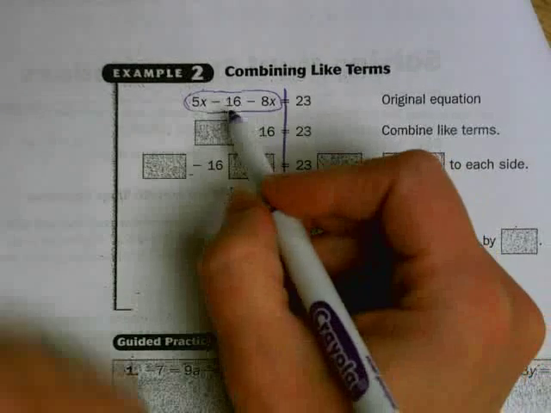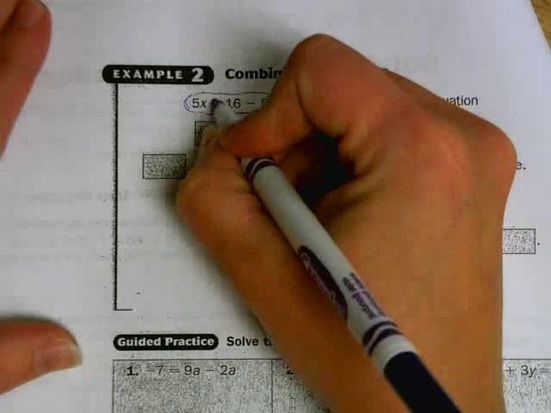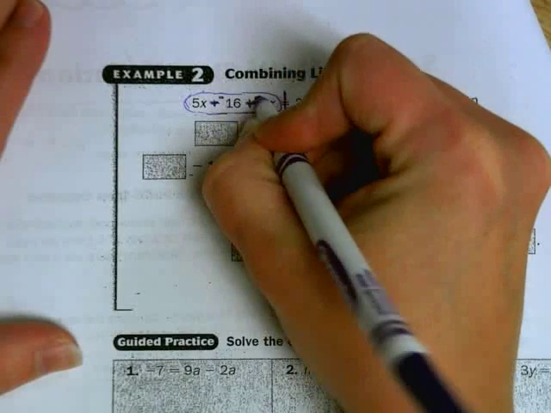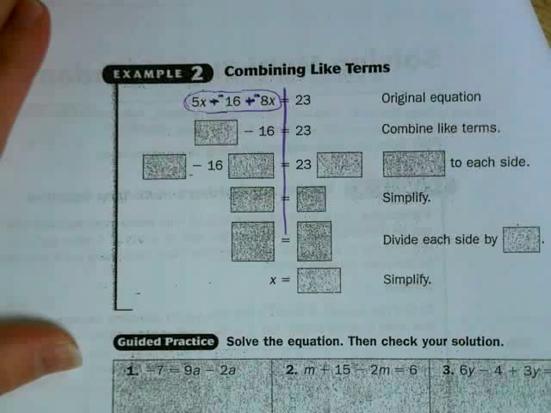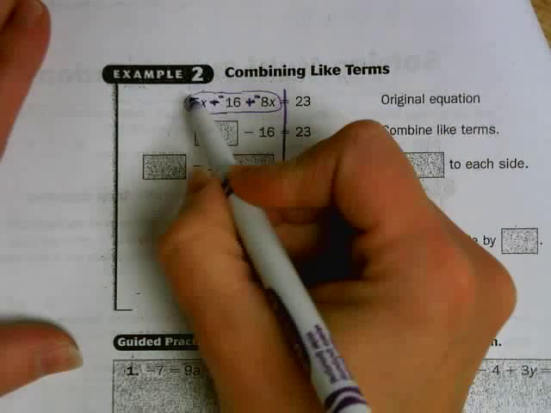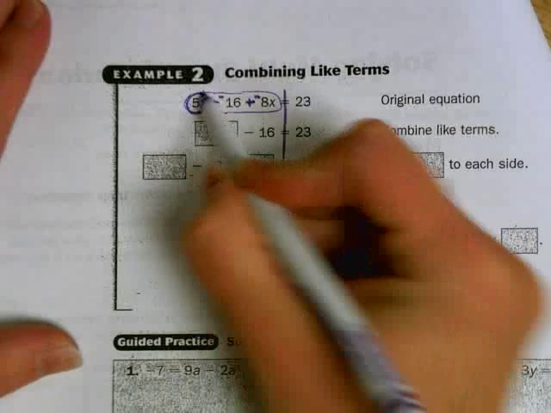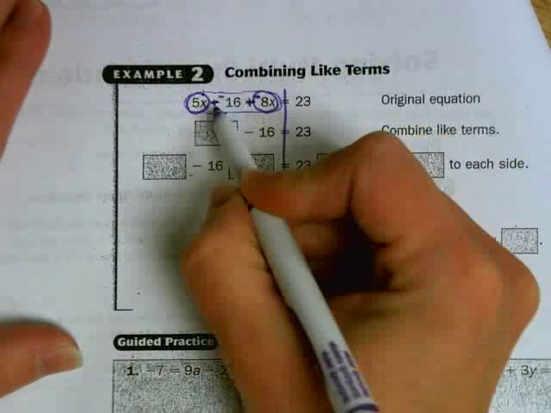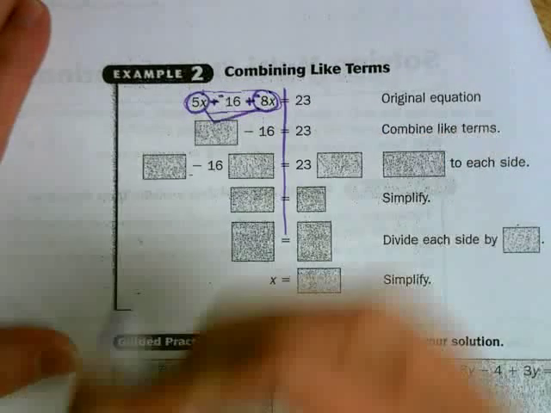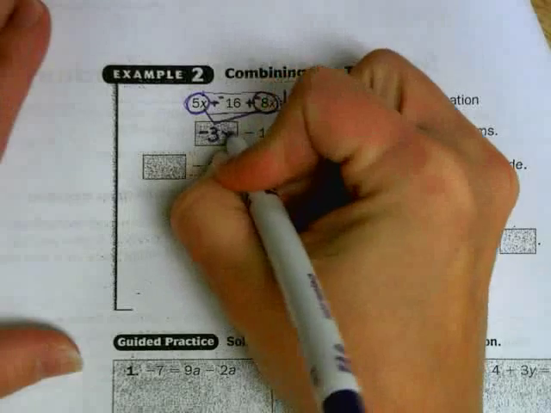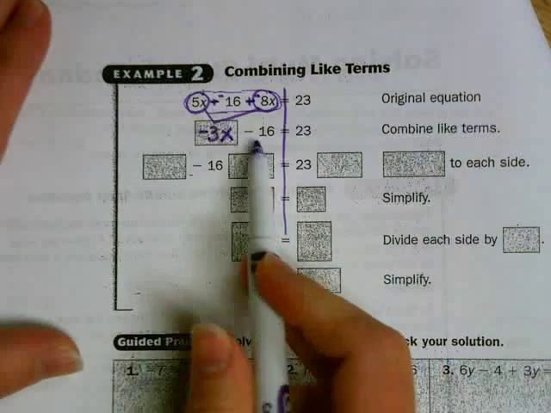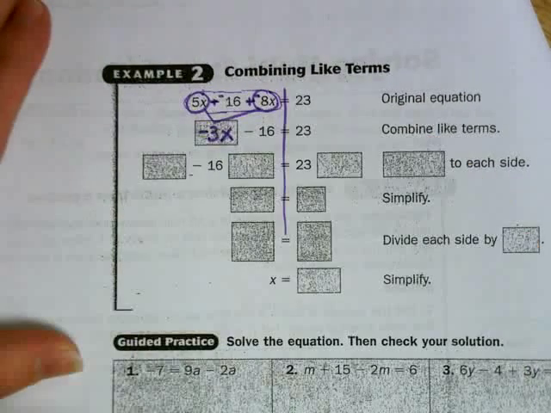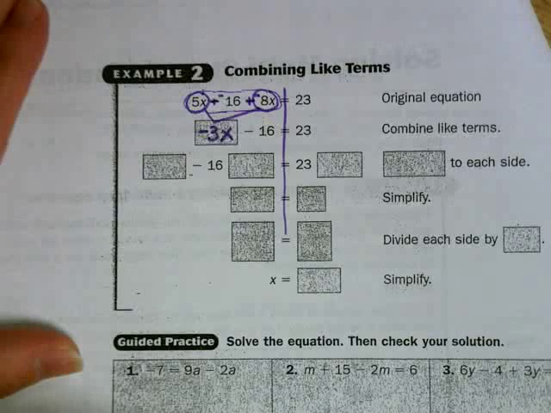So here, for us to simplify this, I'm going to change this to adding the opposite, plus a negative, so that I can look at actually combining these x's together, combining the like terms. 5x plus negative 8x. That's 5 plus negative 8, negative 3x. And you can leave it as minus 16 or plus negative 16. It's the same thing. All right.